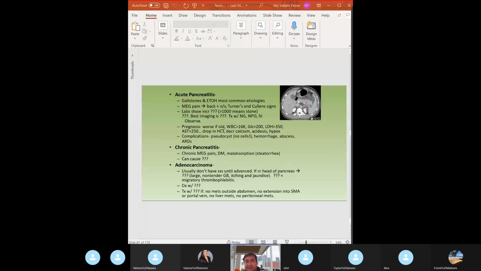Next, acute pancreatitis. You have gallstones and alcoholism, most common etiology. You have mid-epigastric pain radiating to the back, plus nausea and vomiting. OSCE, Turner sign and Cullen sign. What is Cullen sign? They're going to ask you, what is Cullen sign?